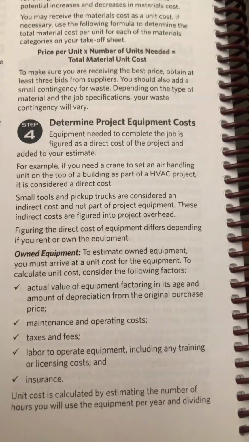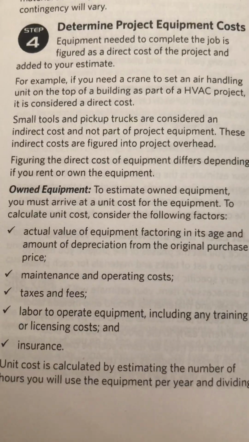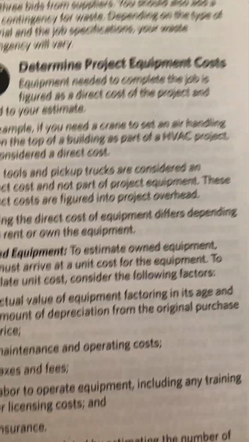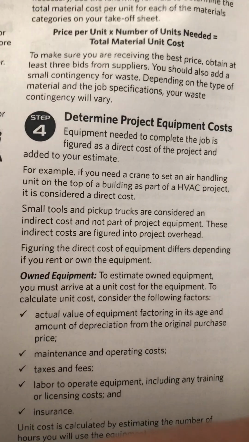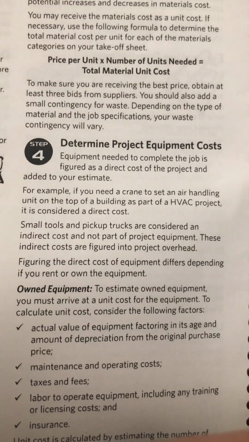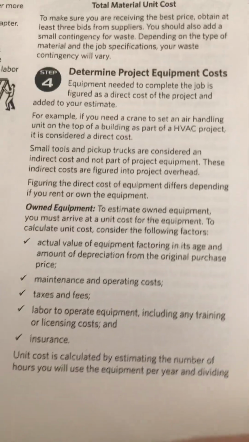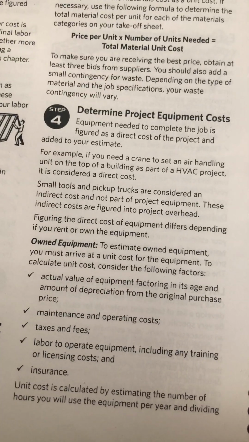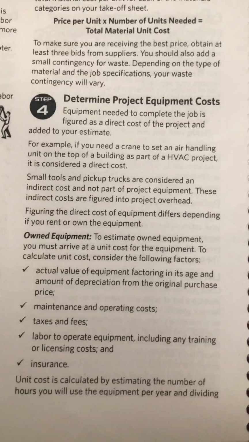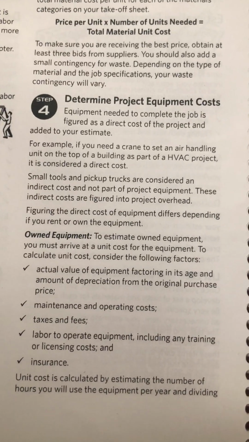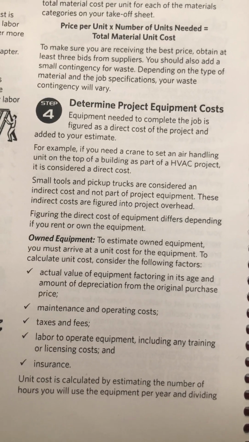And then there's equipment needed to complete the job. It is figured as a direct cost of the project and added to your estimate. If there's a crane, you have to add that to the cost. Small trucks and small tools are considered an indirect cost. These are added to the project overhead.